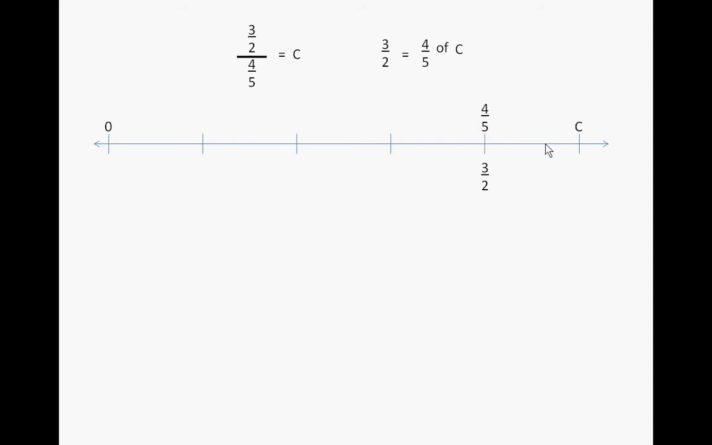4/5 of C is equivalent to 3/2. Now the thing is, we need to find what C is. If this is 3/2, then what is C equal to? And that answer is going to show up right here.